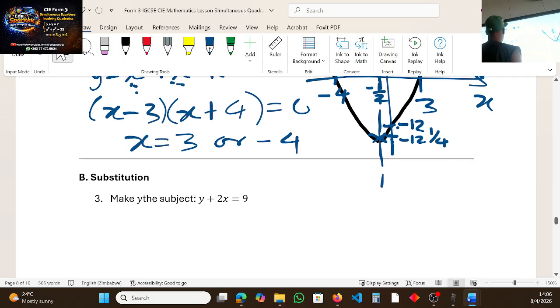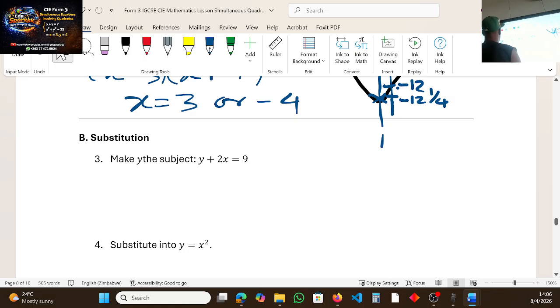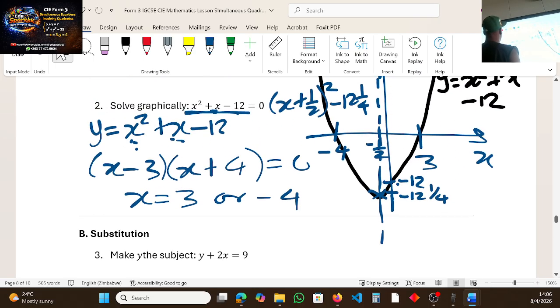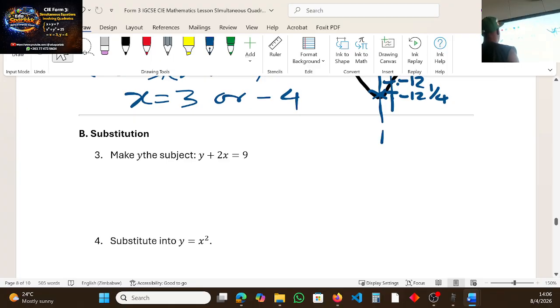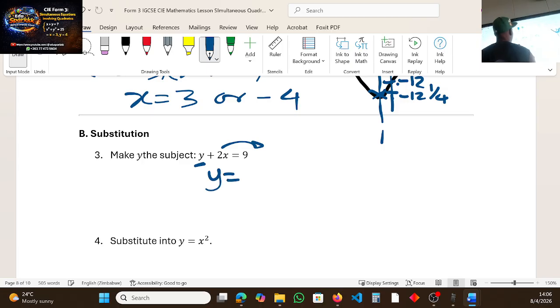Then moving on, I'm having a problem here where I'm interested in making y the subject of the formula. In other words, I'll transpose everything to the right, so I want to remain with y only here. So I have to transpose 2x, and I end up having y equal to 9 minus 2x.